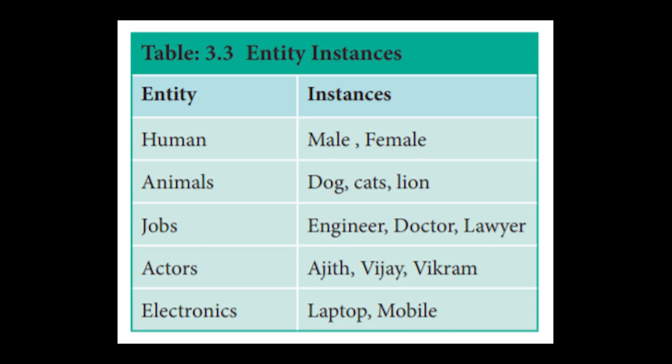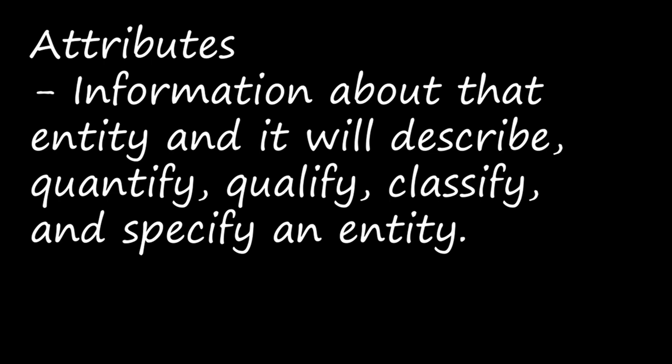Okay. Can you understand the difference between strong entity, weak entity and entity instance? Yeah, right. Then the next one is attributes. Here, an attribute is the information about the entity which will describe, quantify, qualify, classify and specify an entity. Quantify is nothing but like a quantity. We have to determine how much quantity there is, or we can classify it into 2 or 3. It will have a specified entity.